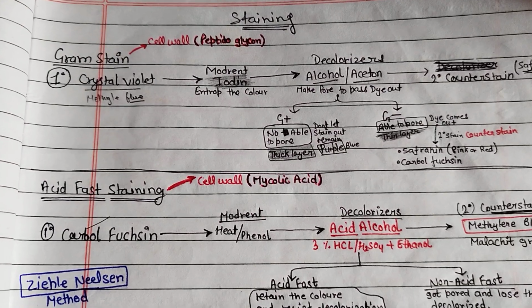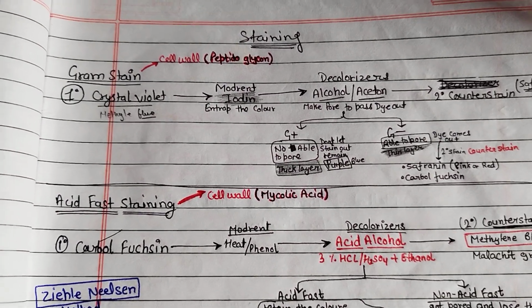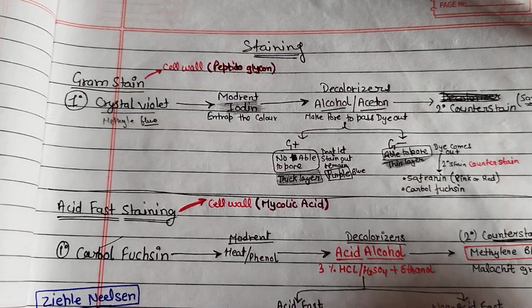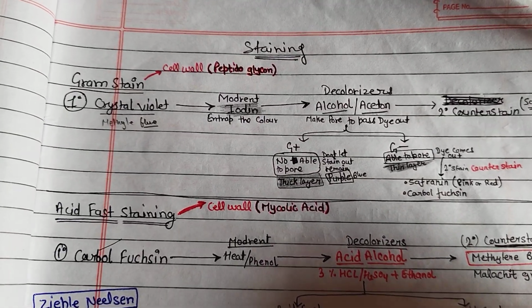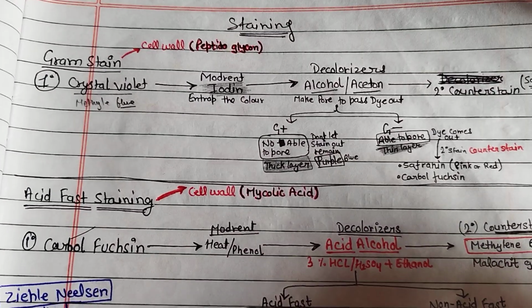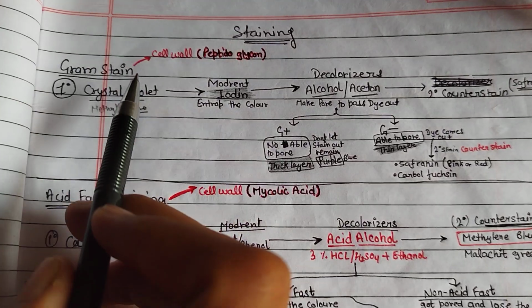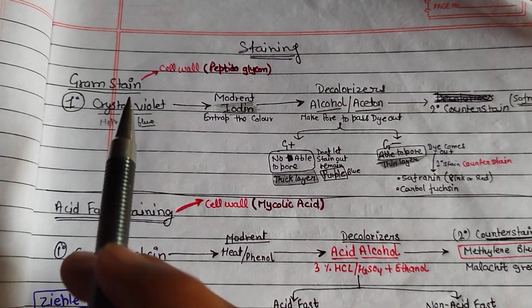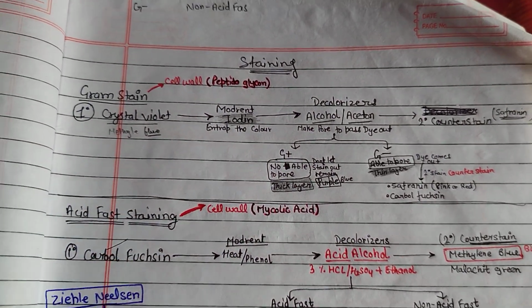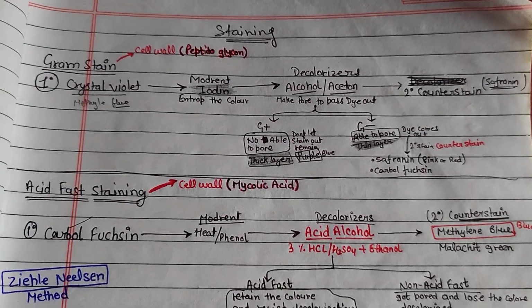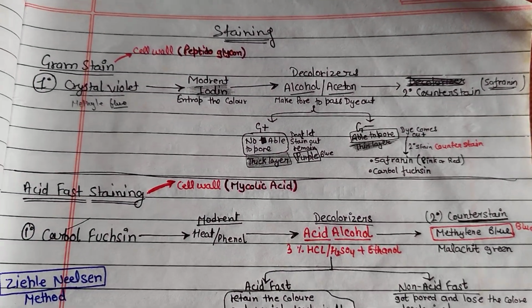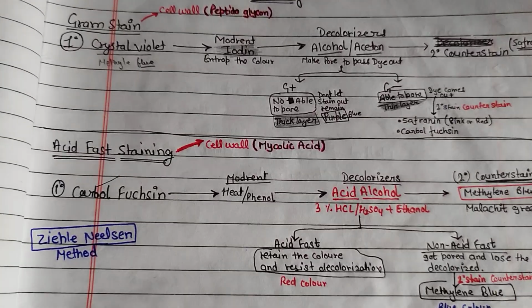So let's study about the staining. Staining technique is used to stain the bacteria, microorganisms. Basically, we use it for the bacteria only, right? Gram staining and acid fast staining are the two main stainings from where the questions arise and come in GPAT and NIPER. So let's see.